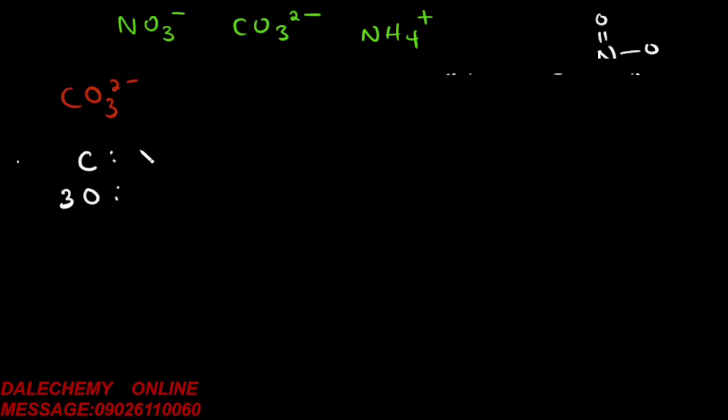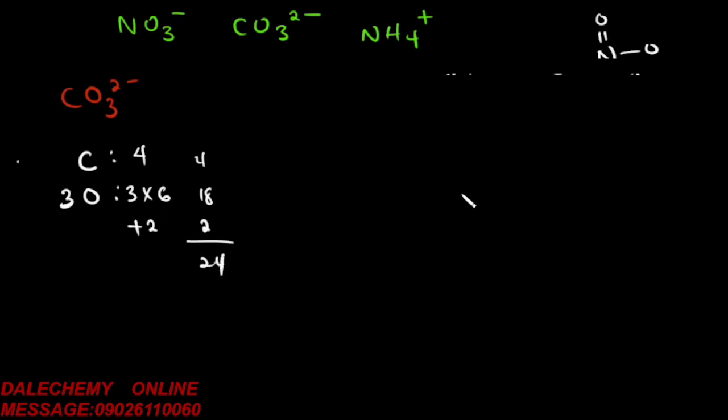So the first carbon is 4. And don't forget, we are counting the valence electrons, and we have 3 times 6. Now we're having 2 extra electrons, that would be plus 2 electrons because you're having 2 minus. So that altogether will be 4 plus 18 plus 2. So that will be 24.